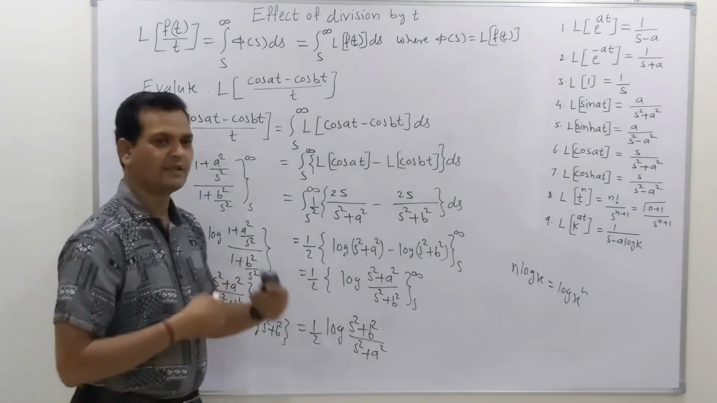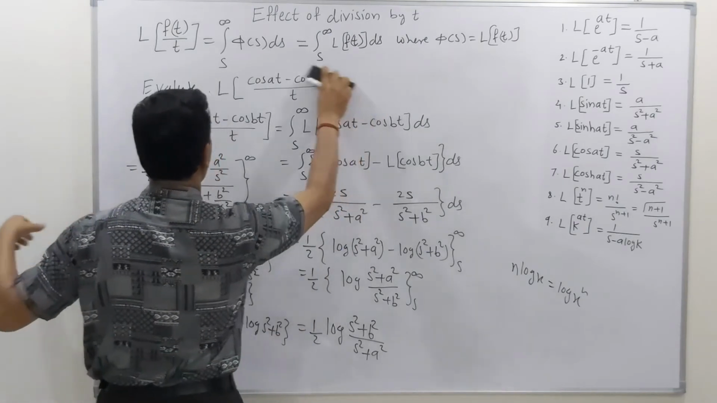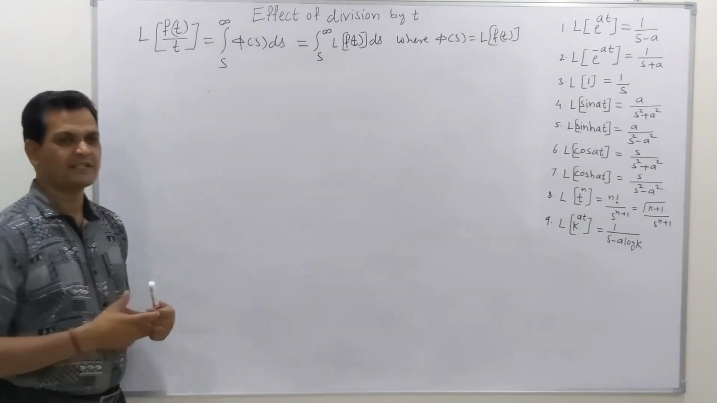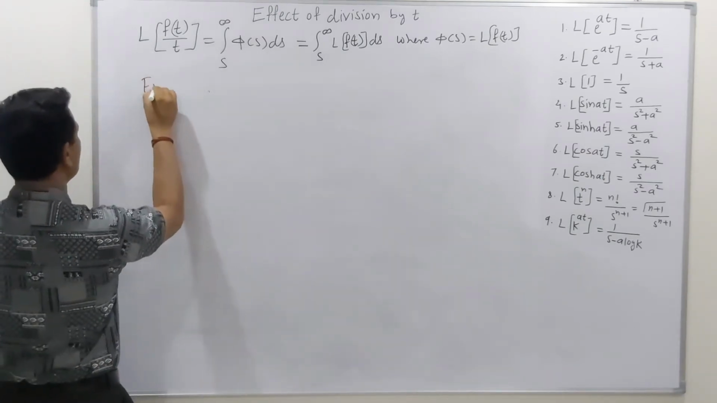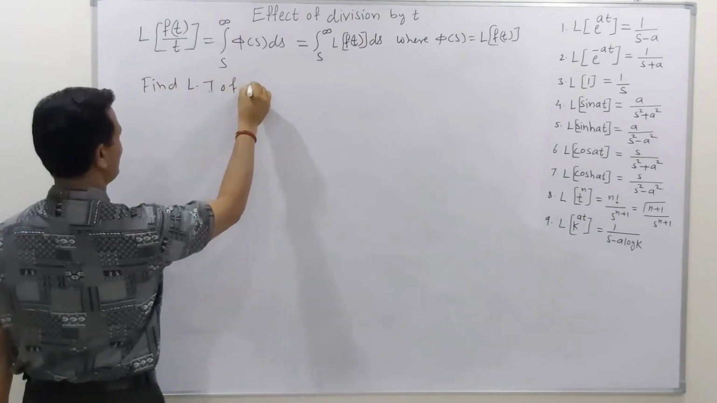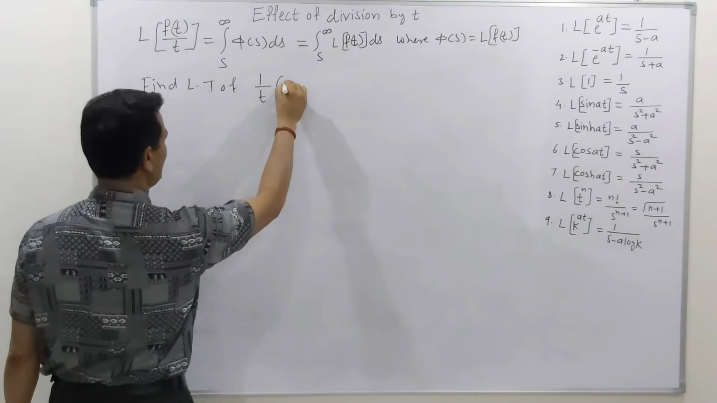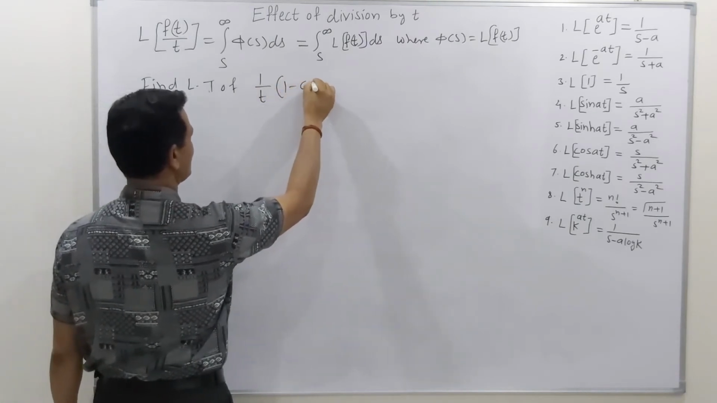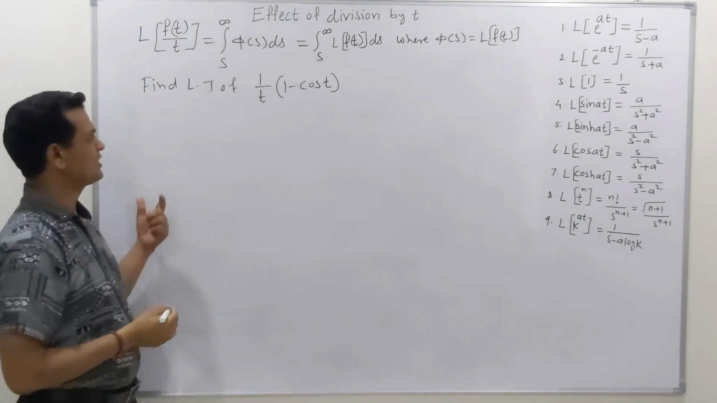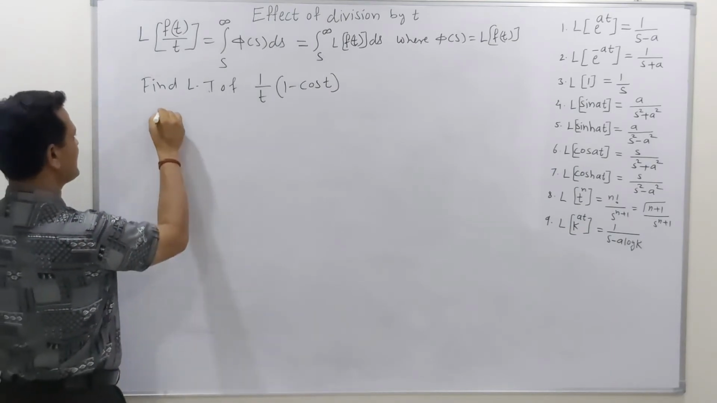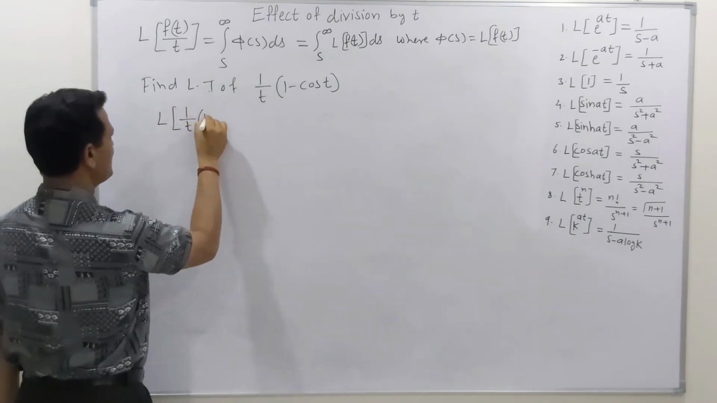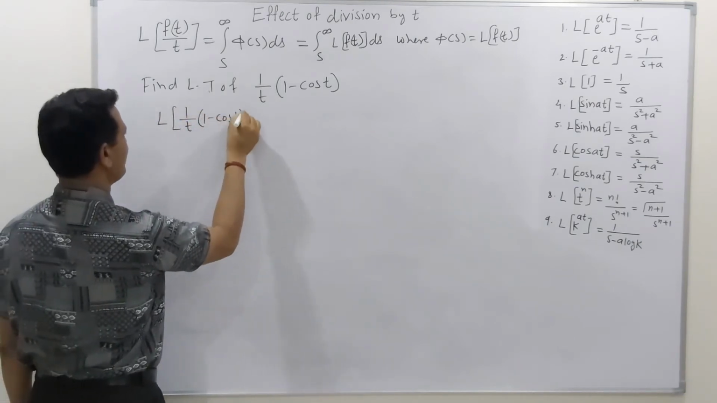Now let's take the third example for learning this property. The example is: find the Laplace transform of 1 upon t in bracket 1 minus, suppose this is cos of t. To find the Laplace transformation of this function, we need the Laplace transformation of 1 upon t into 1 minus cos of t.